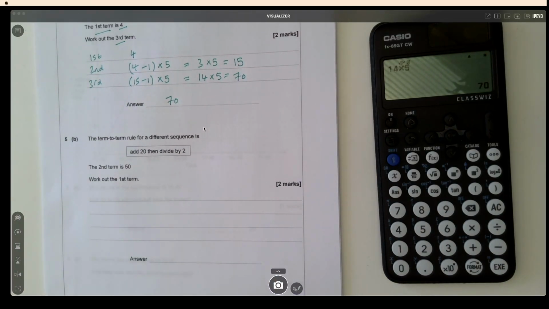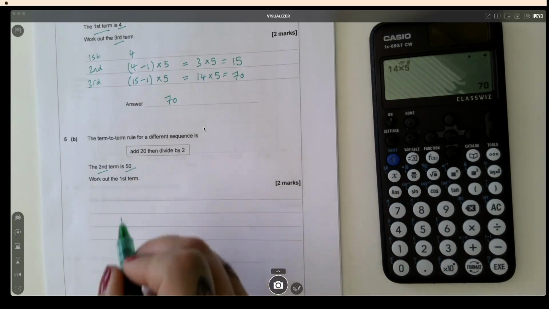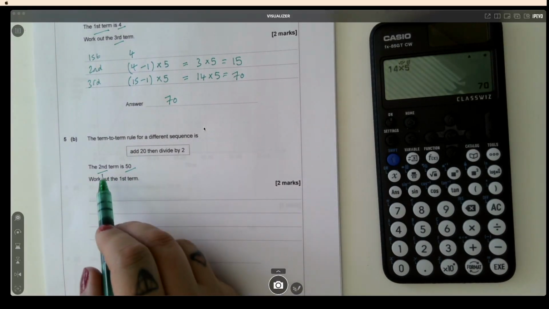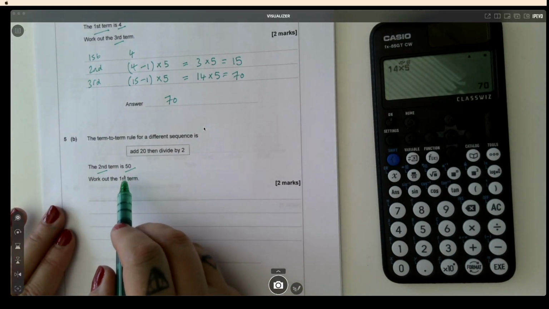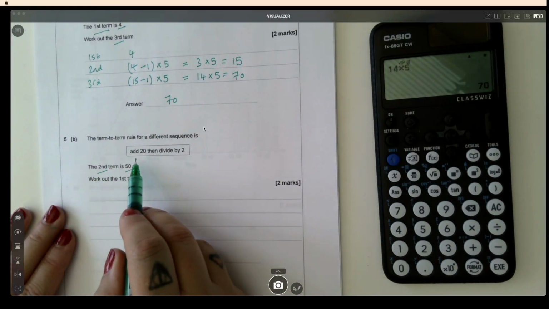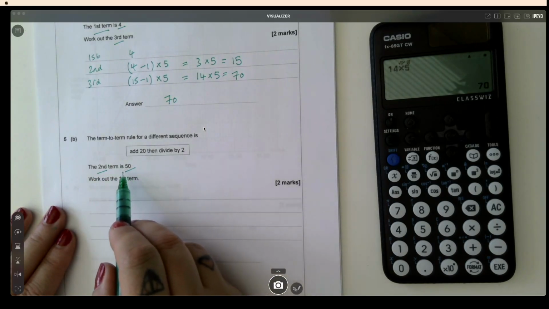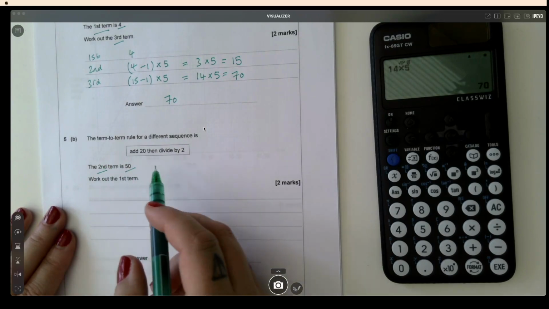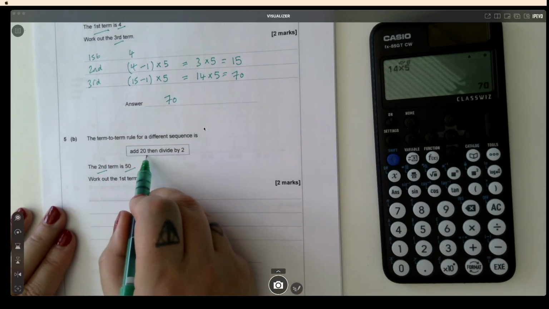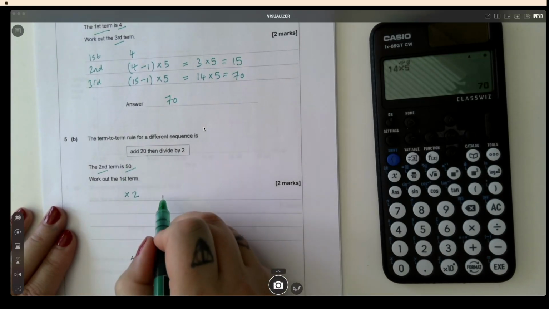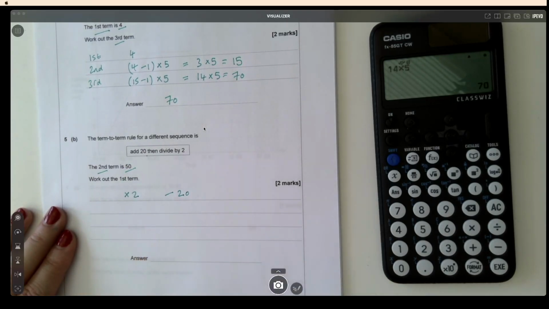5B. The term-to-term rule for a sequence is add 20, then divide by 2. The second term is 50, work out the first term. Okay, so to get the second term, we would have done the first term, add 20, and then divide by 2. But we're given the second term, so we're going to do the opposite. So instead of adding 20 and then dividing by 2, we're going to multiply by 2 and then subtract 20.